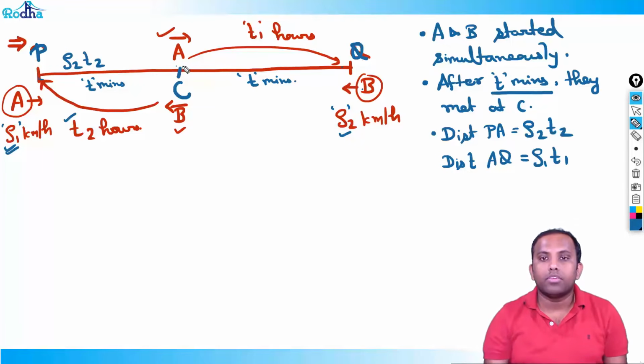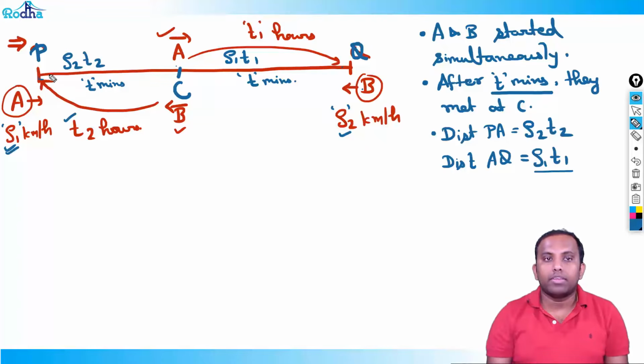So what is the distance AQ here? This distance AQ is S1 T1. This distance PA is covered by A in t minutes, right? What is PA? S2 T2. Same way, this distance S1 T1 is covered by B in how much time? T minutes initially, right? I'm referring to the initial case.